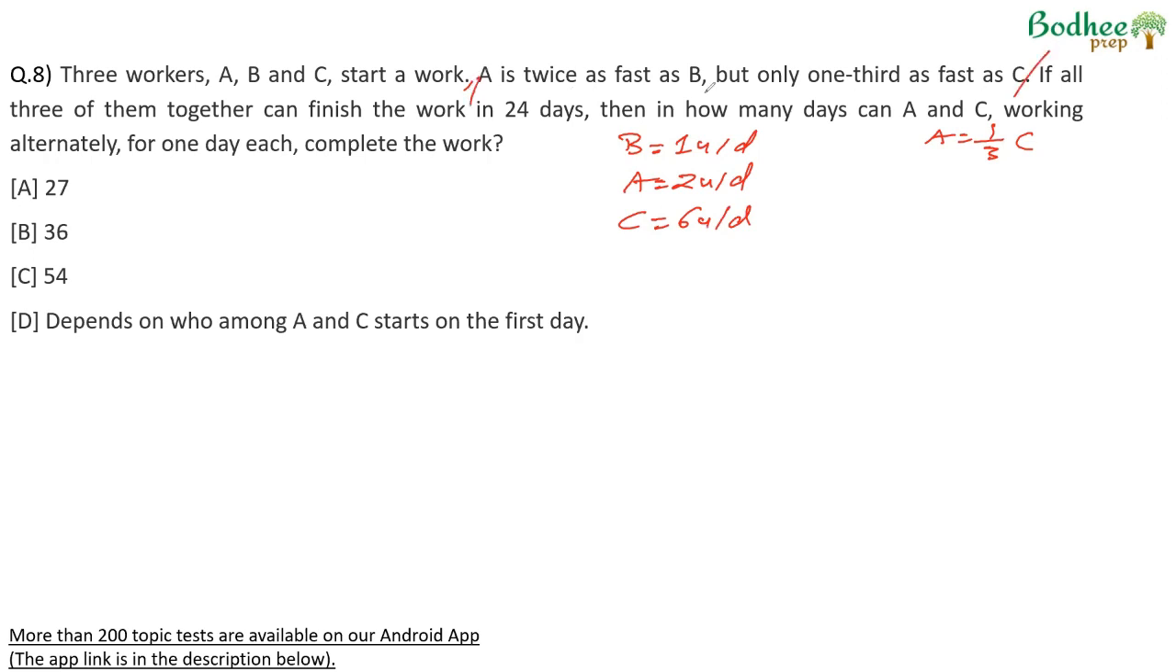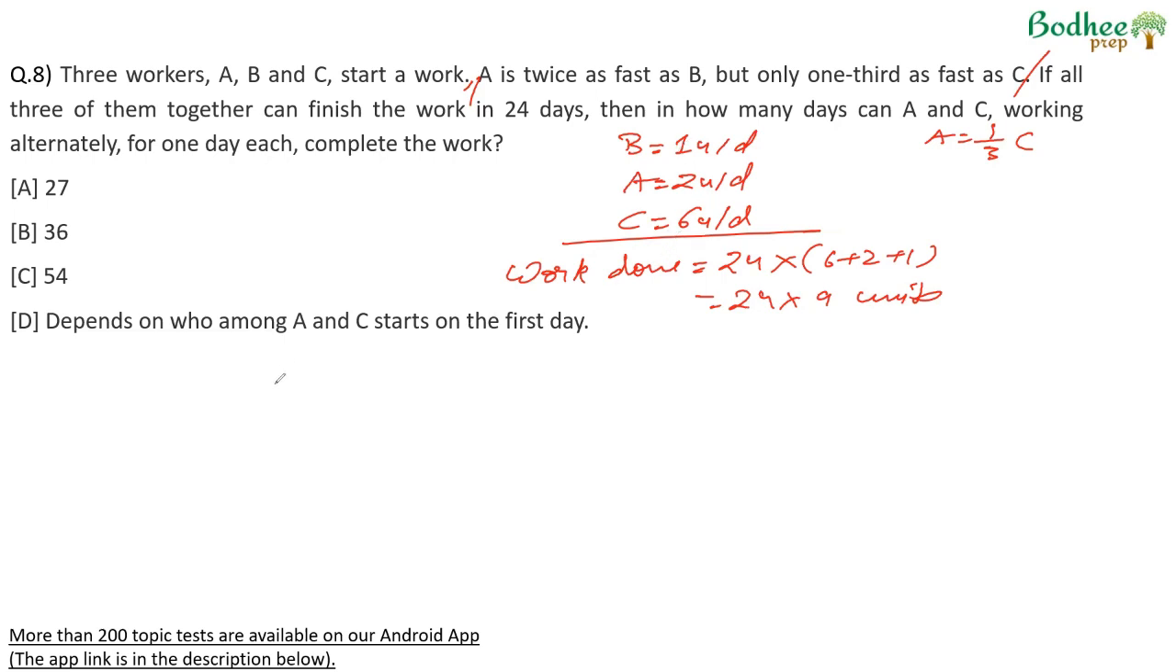A is twice as fast as B, but only 1/3 as fast as C. If all three of them together finish a work in 24 days, then in 24 days, every day 6 plus 2 plus 1 unit of work will get done, from C, A, and B. And therefore, 24 into 9 units is the work that can be done. In how many days can A and C, working alternately for one day each, complete the work? A and C.